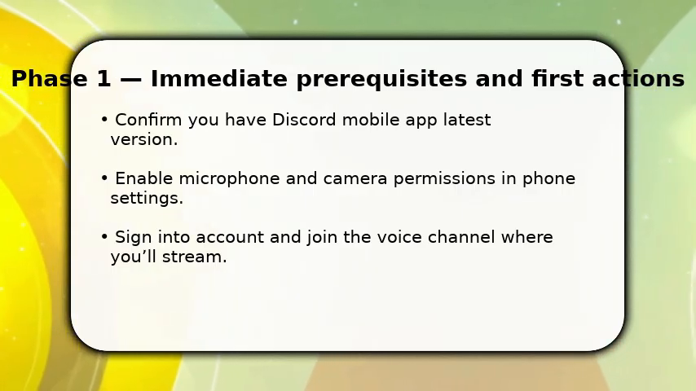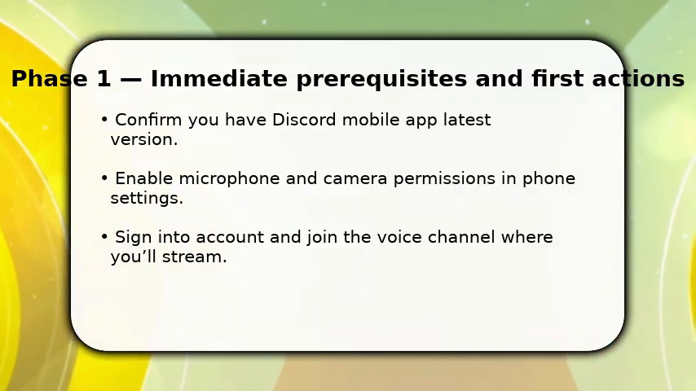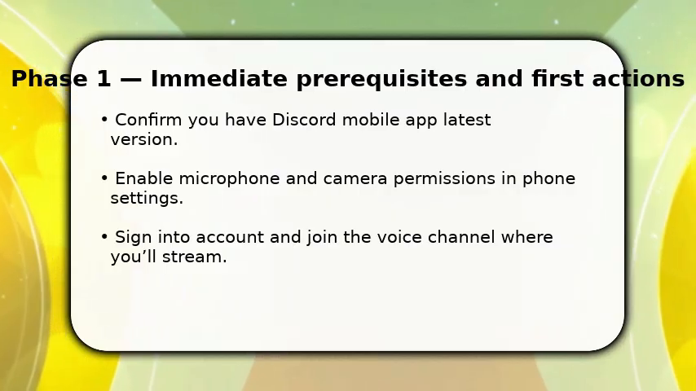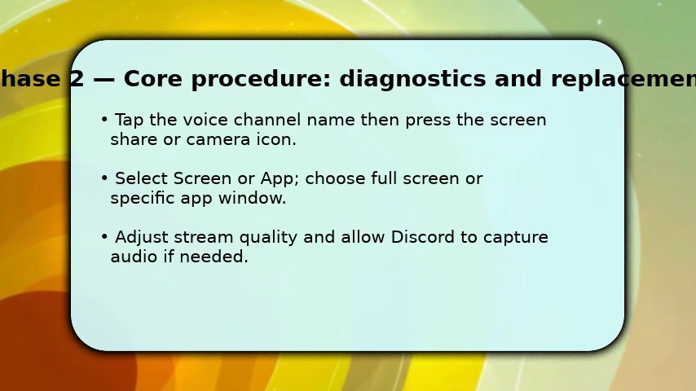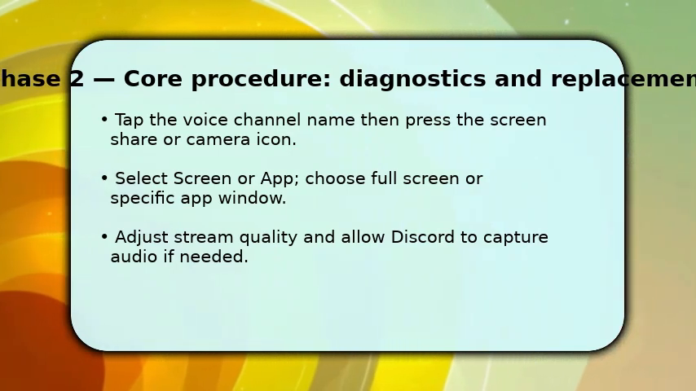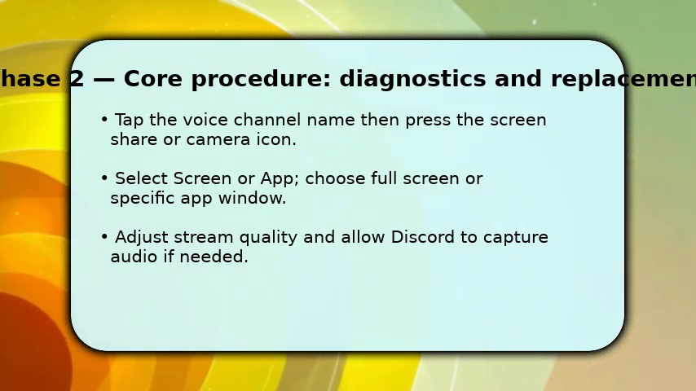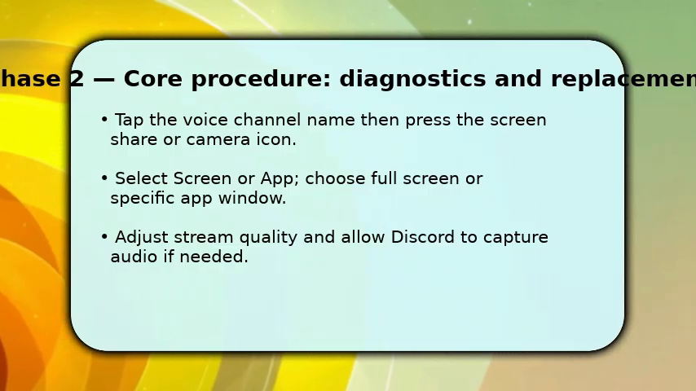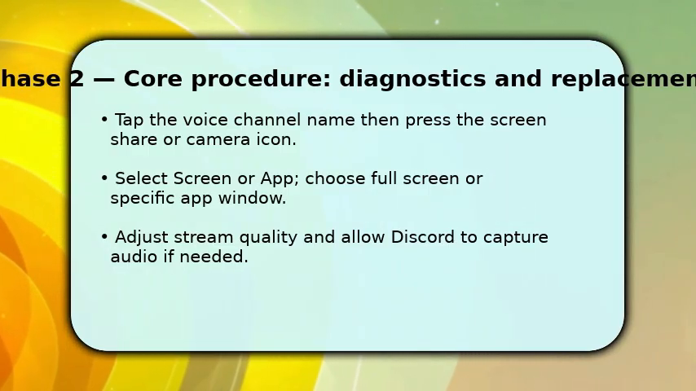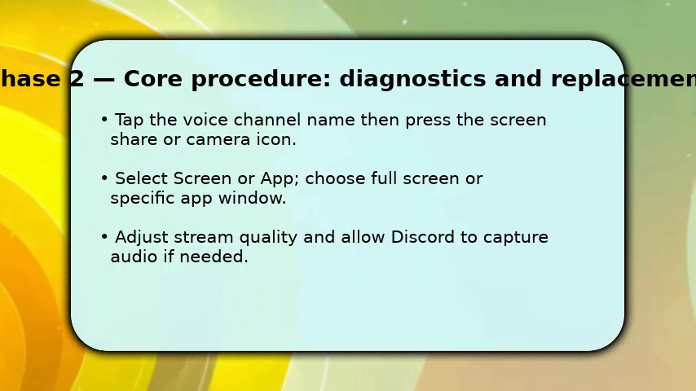Make sure your internet is stable. Use Wi-Fi for lower latency, so your stream won't lag as you proceed. Next, tap the voice channel or active call UI and choose the screen share or camera icon to begin. When prompted, select whether to share your entire screen or a single app. Sharing the screen is simpler, while app sharing limits exposure.